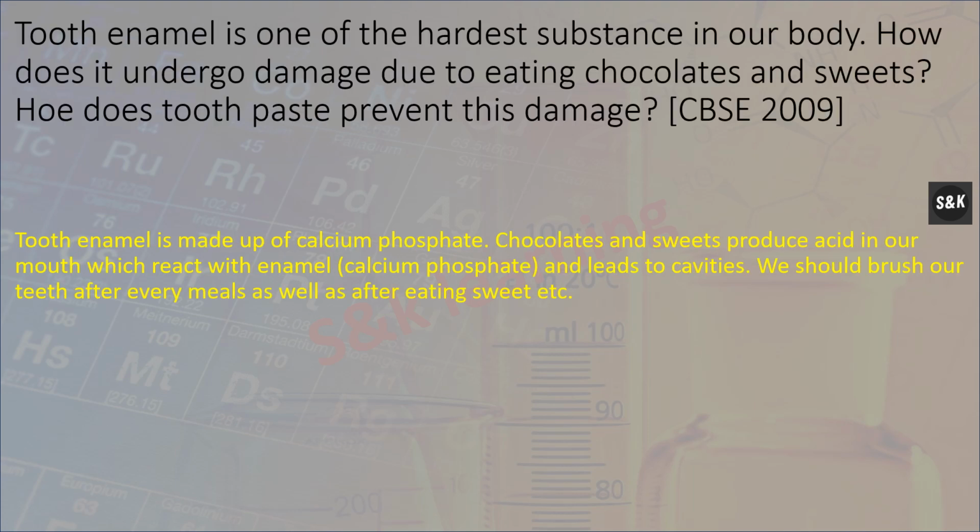Tooth enamel is one of the hardest substances in our body. How does it undergo damage due to eating chocolates and sweets? Tooth enamel is made up of calcium phosphate. Chocolate and sweets produce acid in our mouth, which reacts with enamel and leads to cavities. We should brush our teeth after every meal as well as after eating sweet food.